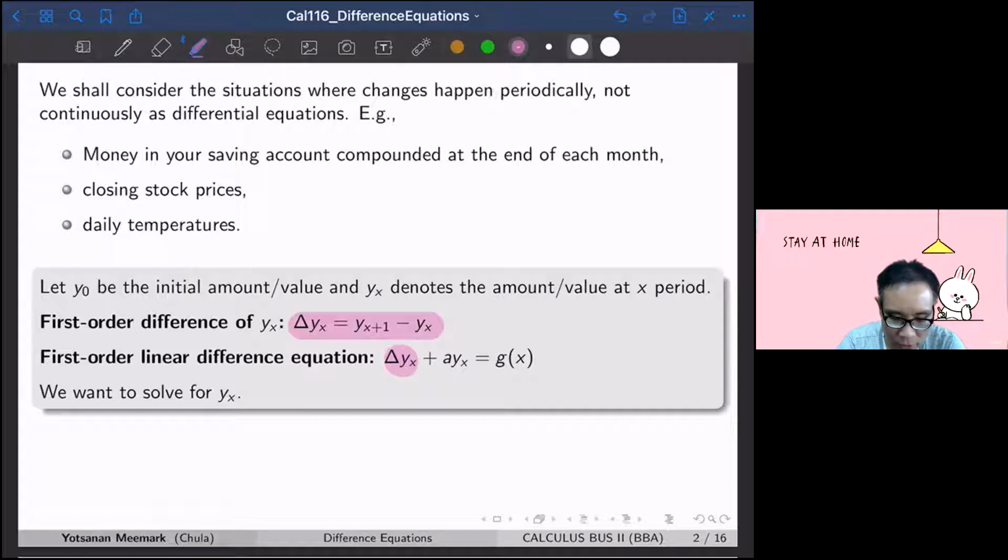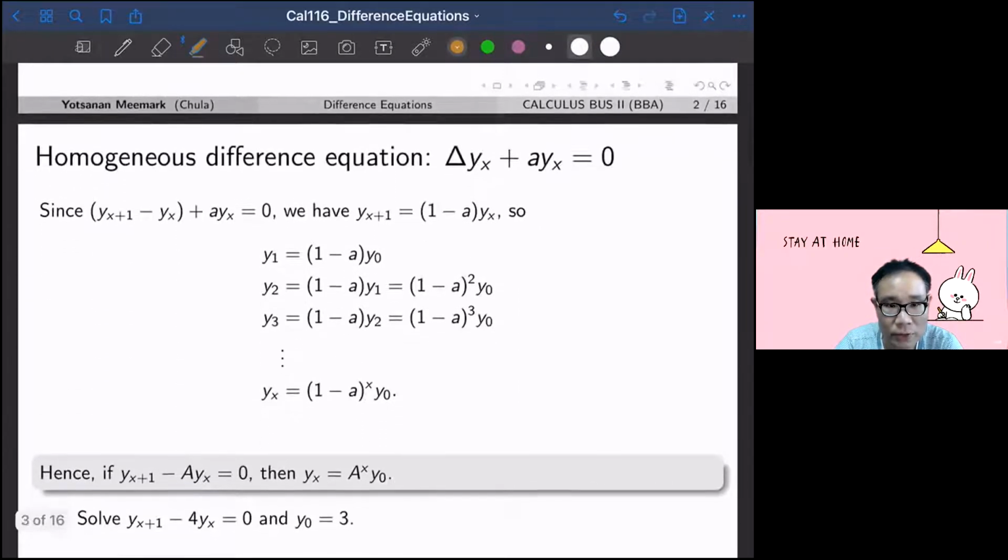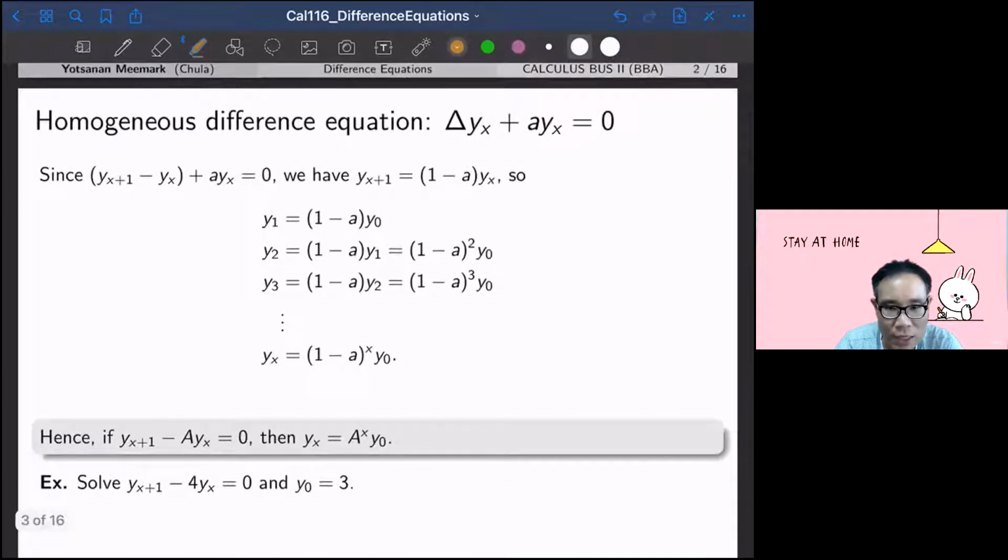The reason that we are studying this is that we would like to solve for y_x. So y_x is going to be the amount of something, or the value of something, at period x. That is going to be our purpose. You see that this turned out to be kind of simple.